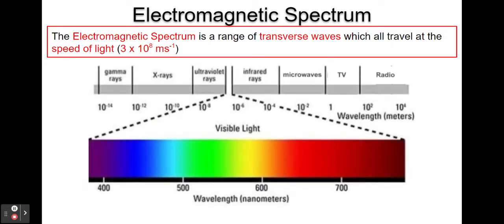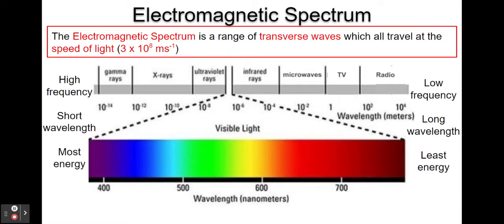And this is a spectrum, starting on the left-hand side with high frequency, short wavelength waves which have the most energy, gamma rays, and then in order of decreasing frequency, increasing wavelength, and reducing energy, we go from gamma rays to X-rays to ultraviolet light to visible light to infrared rays to microwaves and then radio and television waves on the far right.